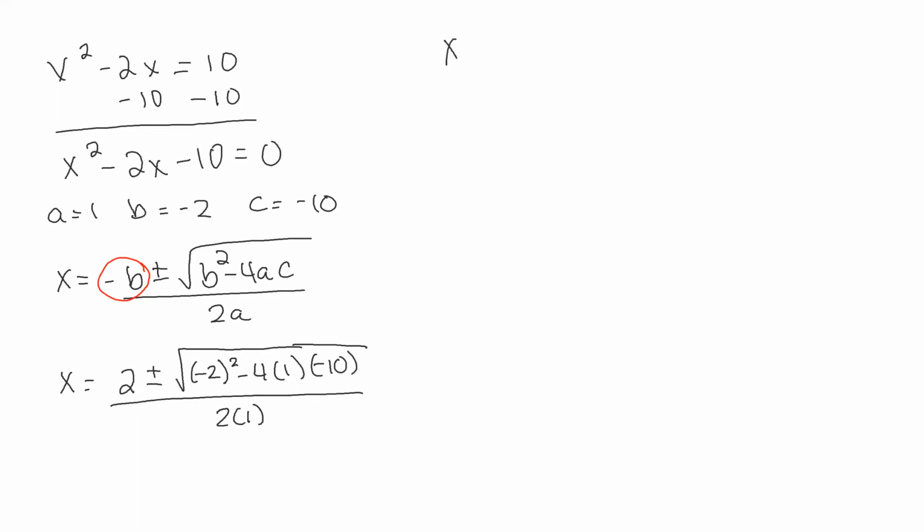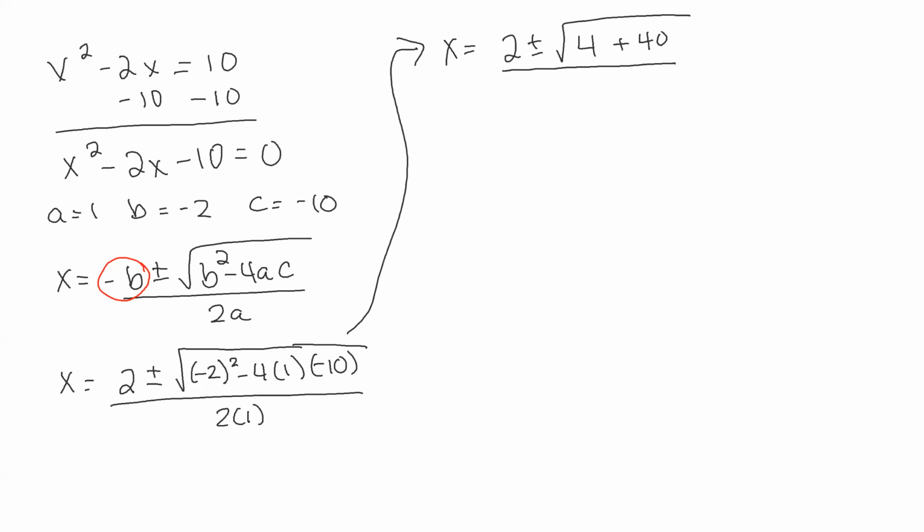So I'm going to bring things kind of up here. So x equals 2 plus or minus under the radical, negative 2 squared is 4. Negative 4 times 1 is negative 4. Negative 4 times negative 10 is plus 40. And that's all over 2. So we get 2 plus or minus the square root of 44 over 2.